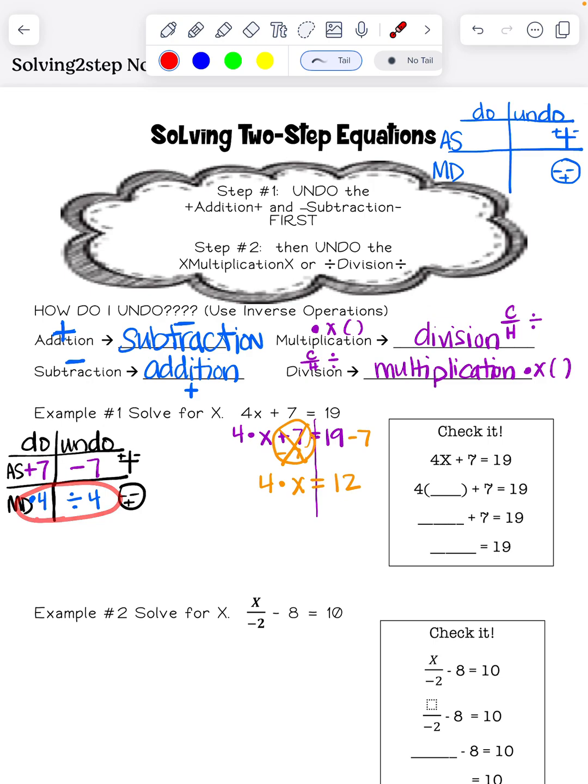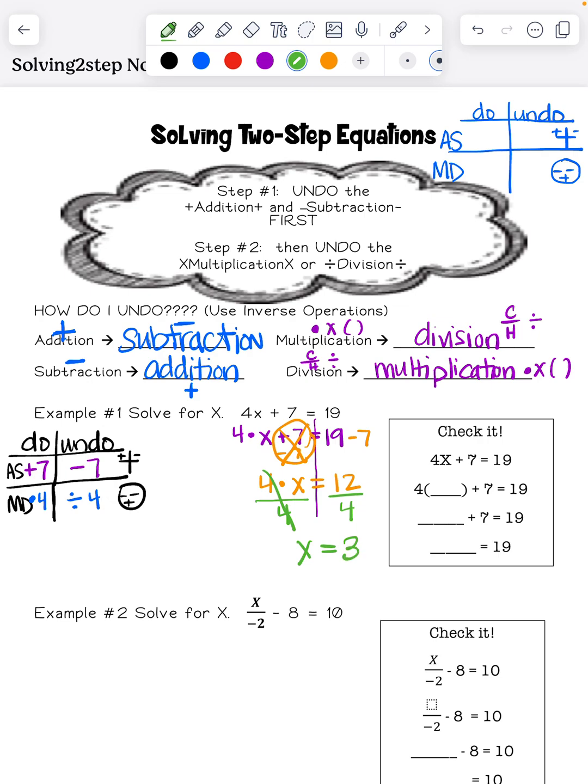Well, the opposite of multiplication is division. So I am going to divide by 4. Remember, dividing by 4 can look like a fraction or it can look like a division symbol. And since we're solving, I'm going to make it look like a fraction. If I divide by 4 on one side, I have to divide by 4 on the other, and these cancel out. And now I have x left over here, and 12 divided by 4 is 3.